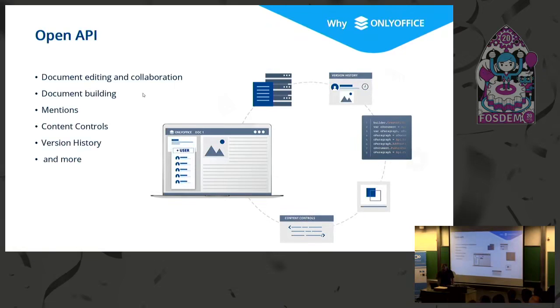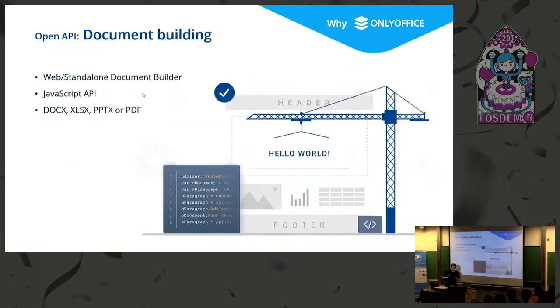We have our open API that allows you to add some additional features or to integrate our editors into almost any document management system. For example, the first one, document builder. Document builder is a core of document editors. You are able to create documents using JavaScript. You are able to convert your documents to any other formats, let's say PDF. So you are able to create your documents from your database using some templates.